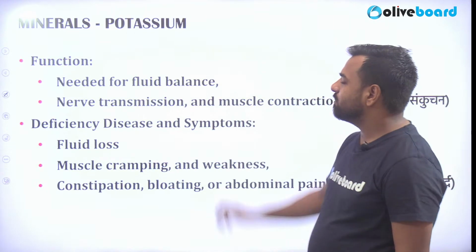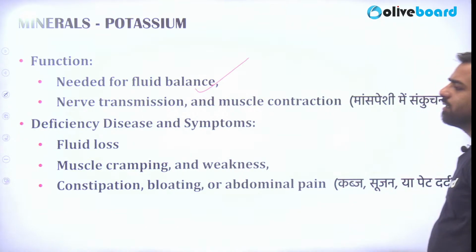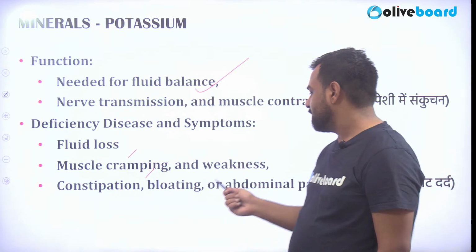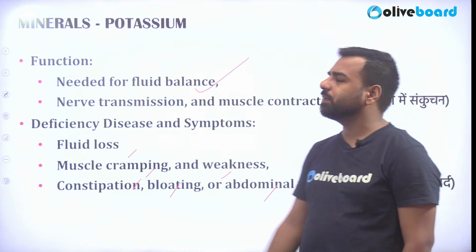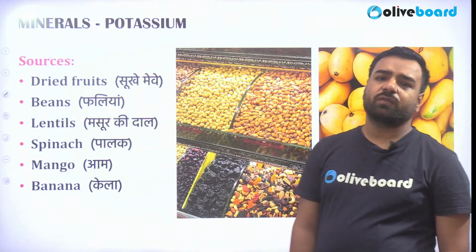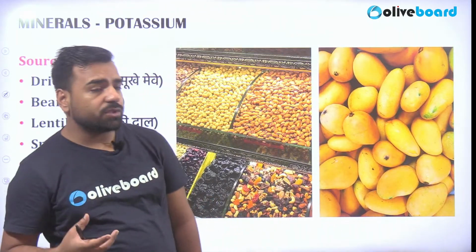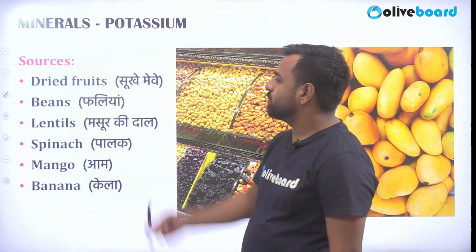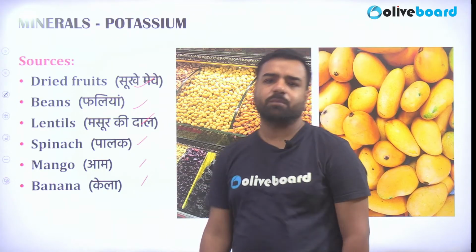Then potassium. It is needed for fluid balance, and it's important for nerve transmission and muscle contraction. Deficiency disease and symptoms include fluid loss, muscle cramps, weakness, constipation, bloating, abdominal pain. They are the issues because of lack of potassium. So what can you have? You can have bananas, mangoes, dry fruits. Dry fruits, beans, lentils, spinach, mango, banana are the sources of potassium.